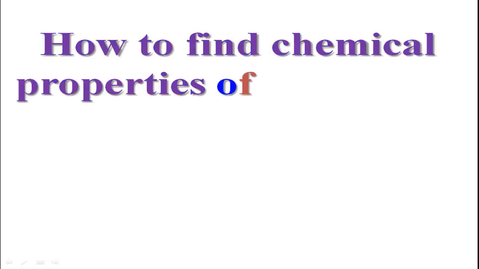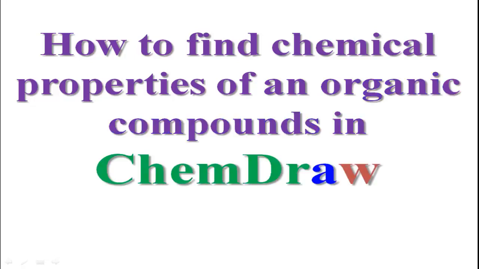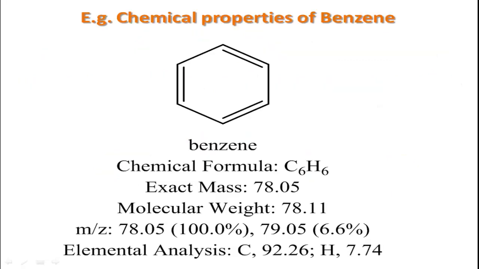How to find chemical properties of organic compounds in ChemDraw. Sample chemical properties of benzene. Name of the compound, chemical formula, exact mass, molecular weight, M by Z ratio, and elemental analysis.